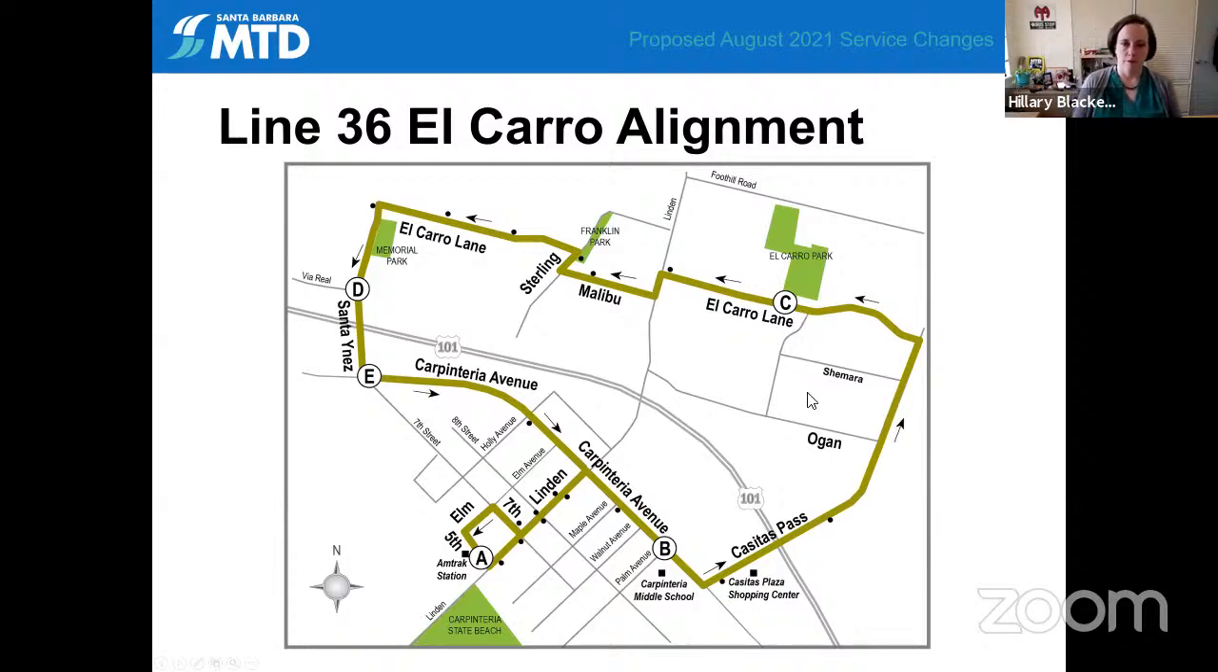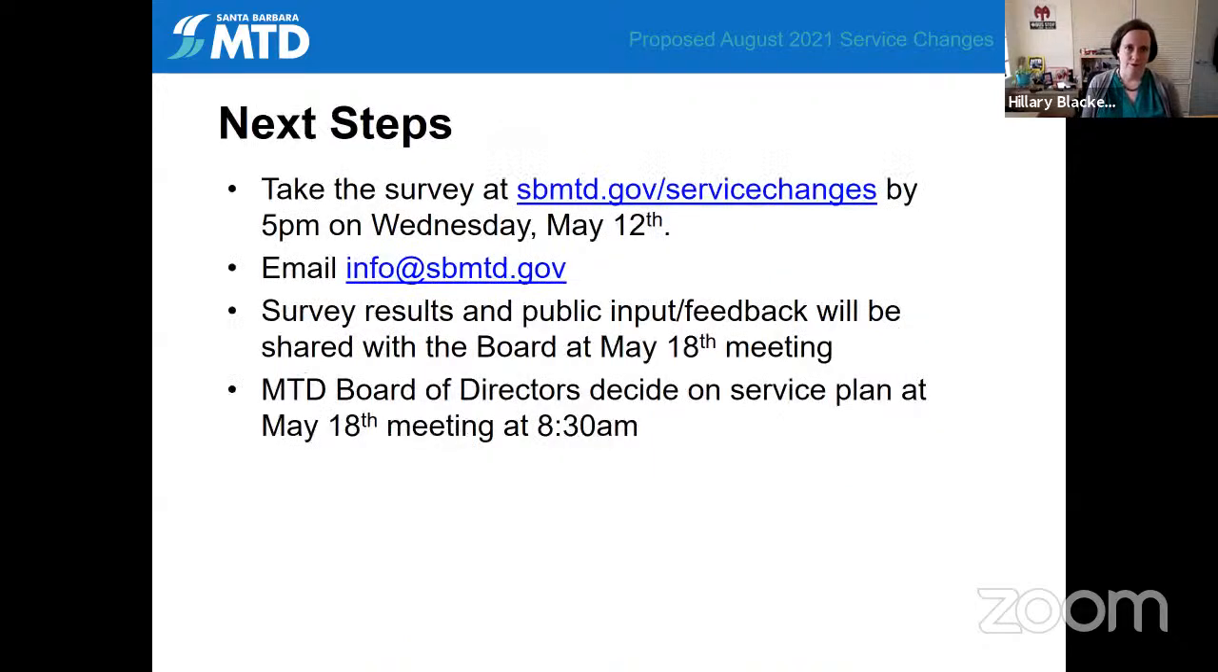So it seemed to planning and operations folks that Shemara would make more sense and it would serve more people, but we want to hear what you think about this.